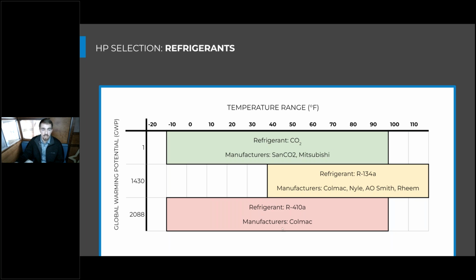And same with 410A is even worse. 1 pound of 410A would be like releasing 2,000 pounds of CO2. So one equipment leak, if it has 5 pounds of refrigerant in it, and that refrigerant leaks out of one piece of equipment, that's like releasing over 10,000 pounds of CO2. So that's why there's a push to transition to these lower GWP refrigerants.